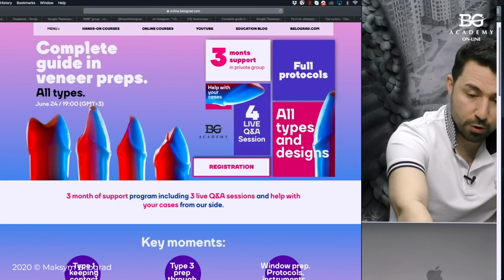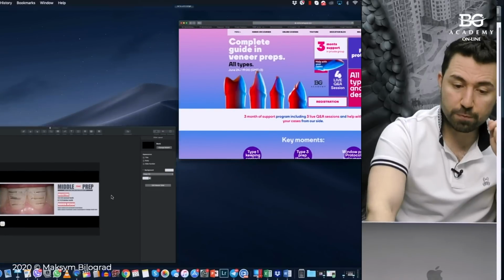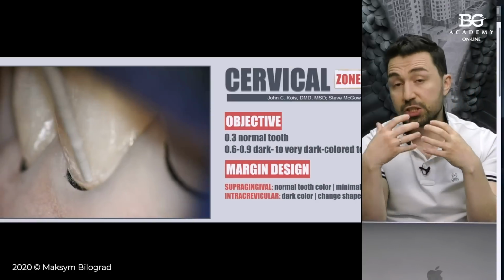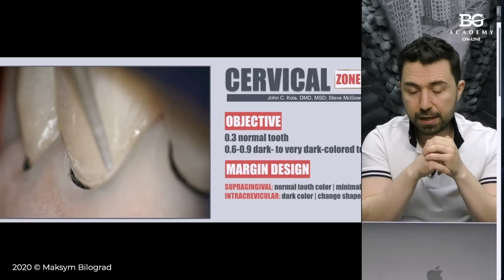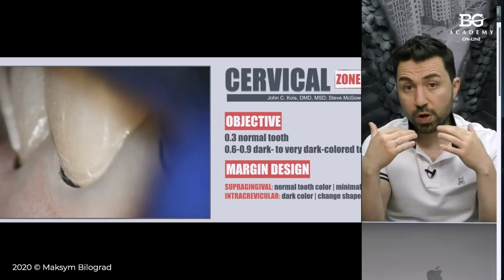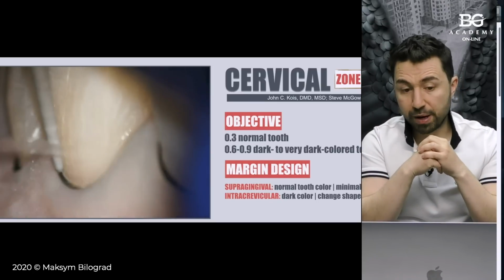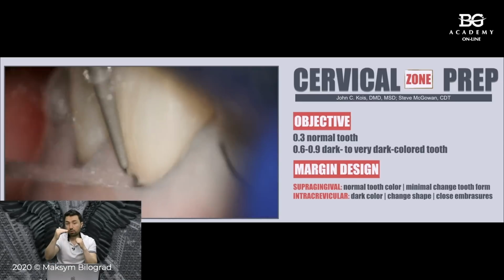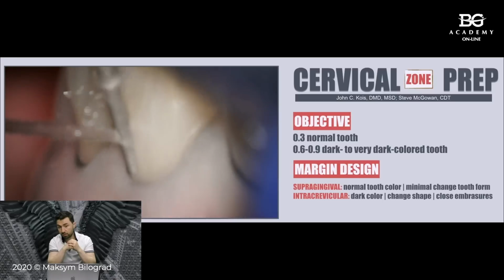Okay, so let's go back to our presentation, and we are going to discuss the cervical area. When you do the cervical area, you have 3 options where to localize finish lines. Basically we have supragingival option, gingival level, or intrasulcular.